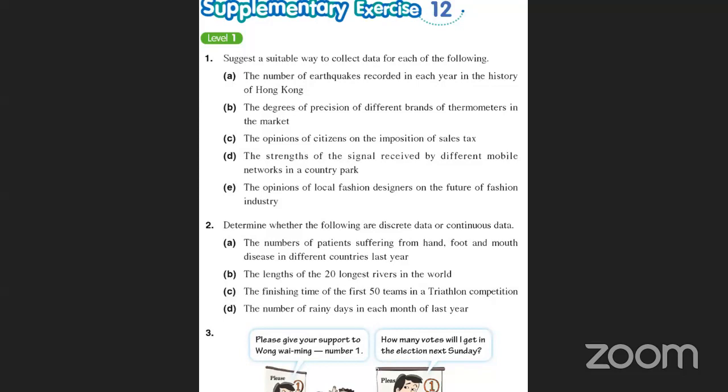Now for this one, A, what do you think? If I want to know the numbers of earthquakes recorded in each year in the history of Hong Kong, which way should you use if you want to collect this data? If you know the answer, you can write it or type it out in the chat.